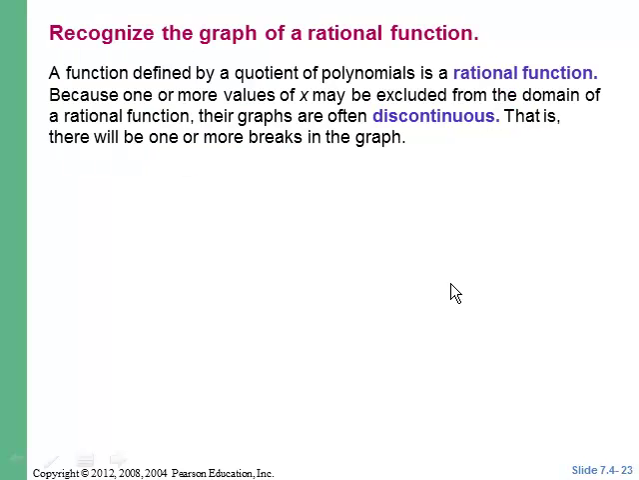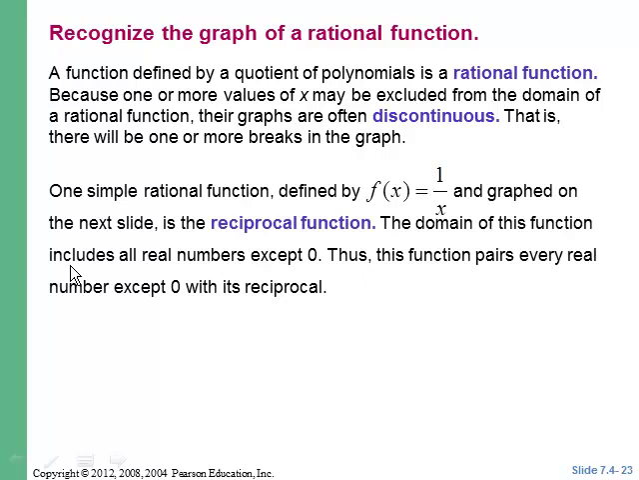Okay, graphs of functions. A function defined by a quotient of polynomials is a rational function. Because one or more of the values are excluded, it is discontinuous. There will be breaks in the graph. One simple rational function is graphed on the next slide. The domain of this function includes all real numbers except x equals 0.